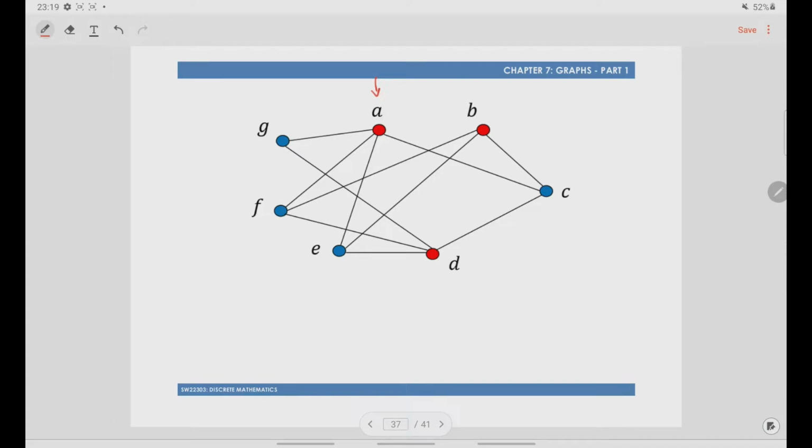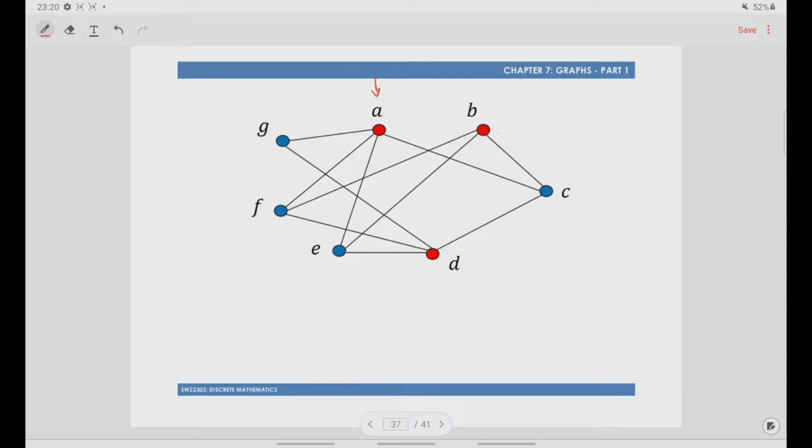And then the second step is for all vertices adjacent with this vertex, we color them blue. For example, vertex A is connected to G, so we color G with blue color. Vertex A is connected with F, so we color F blue. Vertex A is also adjacent with E, so we color E blue. Vertex A is also connected to C, so we put vertex C with blue color. So we finish with A.